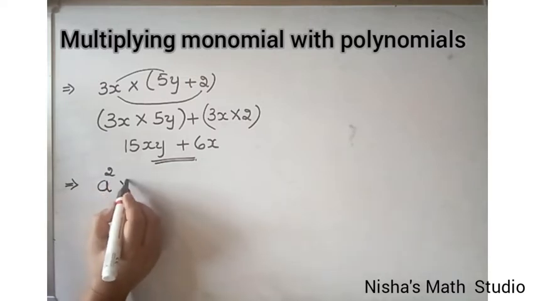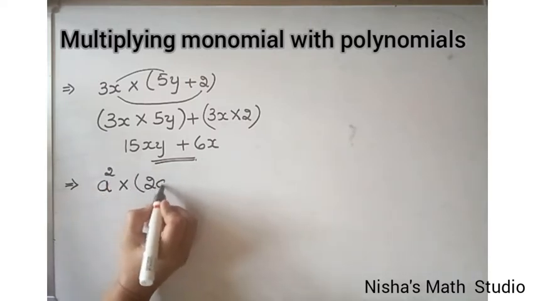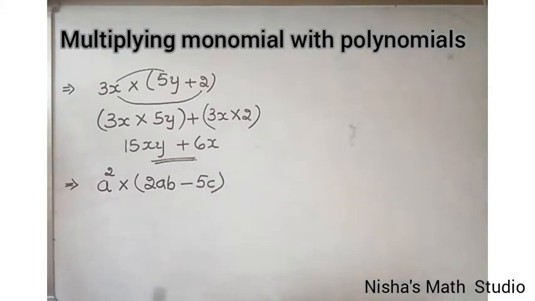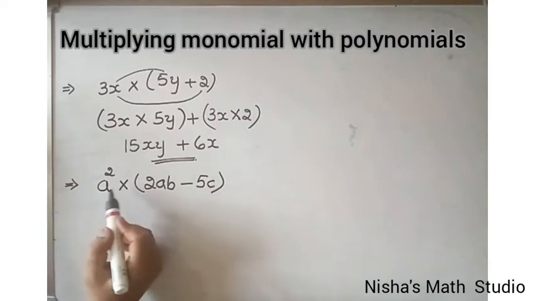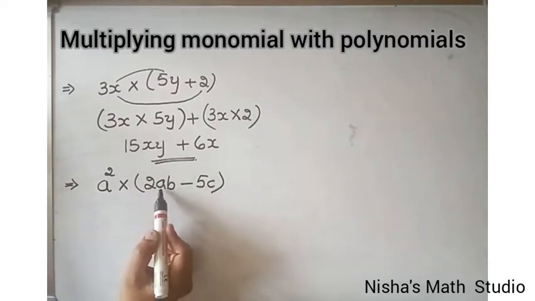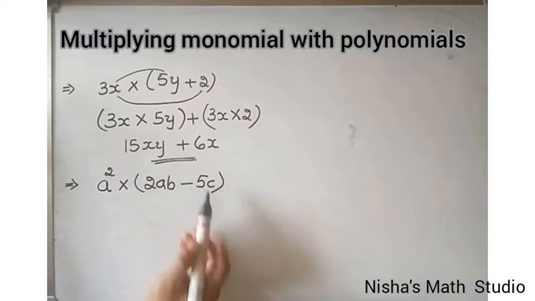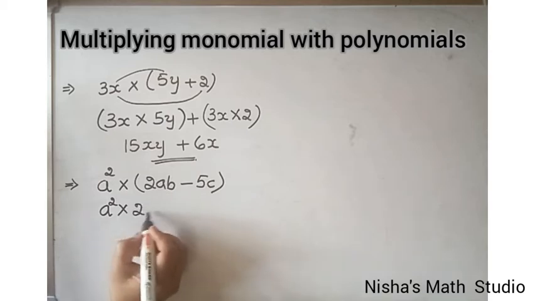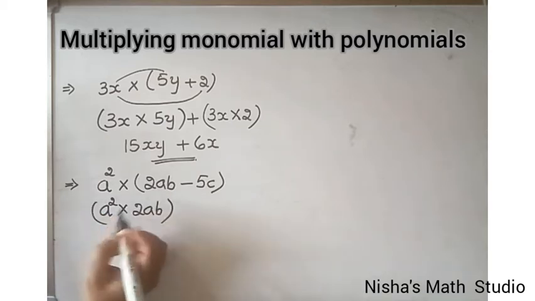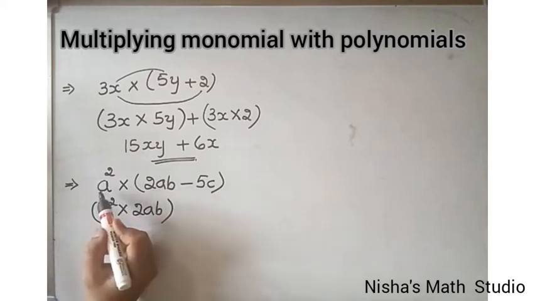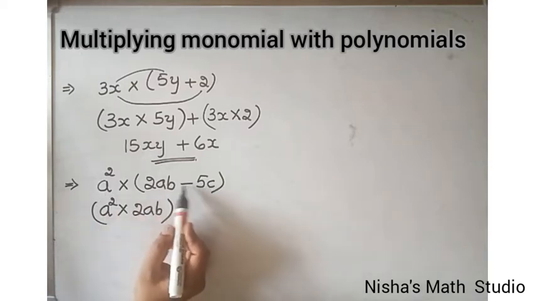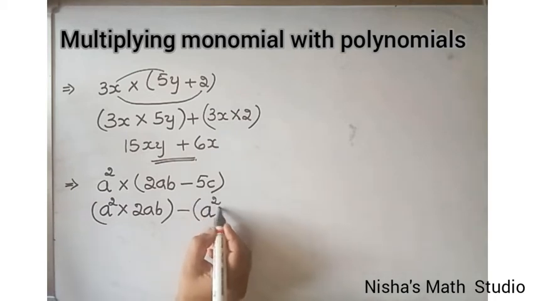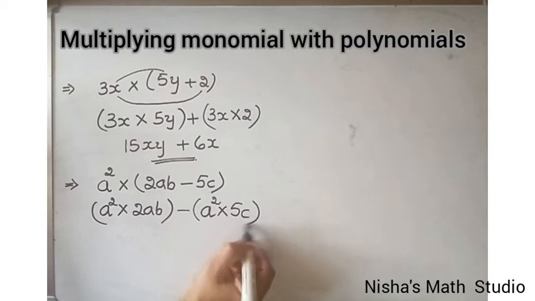a square to be multiplied with 2ab minus 5c. Now again here, using distributive property, a square is to be multiplied with 2ab, then a square is to be multiplied with 5c. So a square multiplied by 2ab. That is, this is multiplied with the first term here. This should also be multiplied with the second term. Remember here the symbol is minus. So it is a square multiplied by 5c.